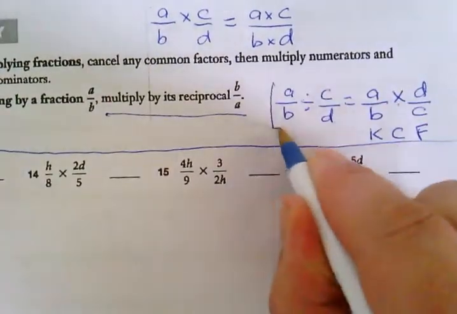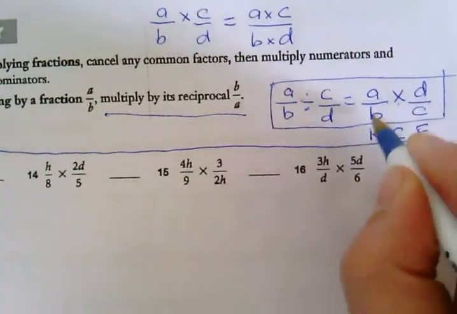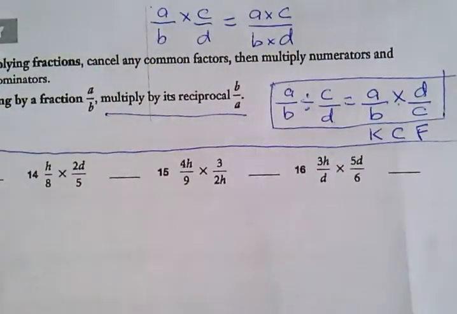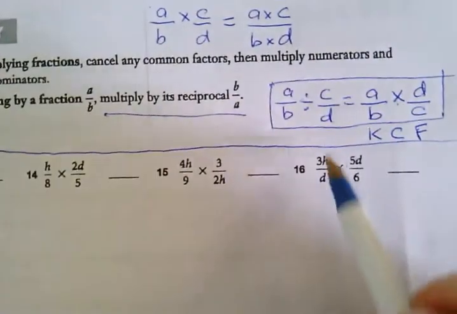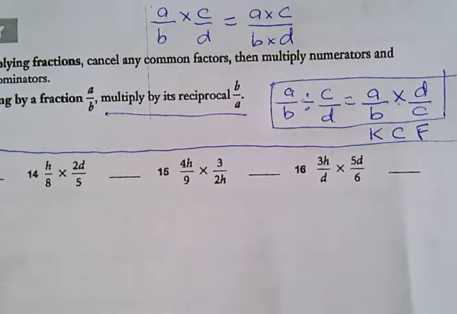So that's what we do when you're dividing two fractions. Keep the first one the same. We get to the divide and we say, I don't know how to divide, I only know how to multiply. So I change the divide to a times, and then I flip what comes after it.